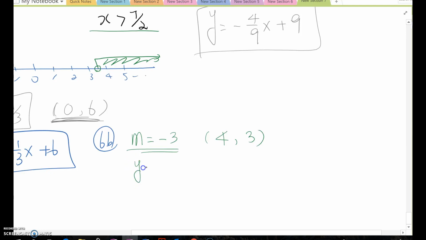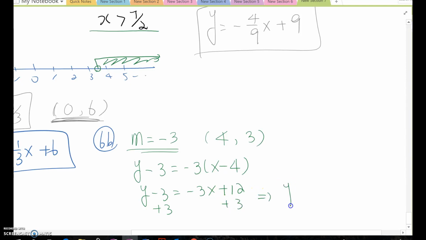So y minus 3 equals negative 3 times x minus 4. So y minus 3 equals negative 3x plus 12, and plus 3. Then y equals negative 3x plus 15. So that's the answer for 6b.